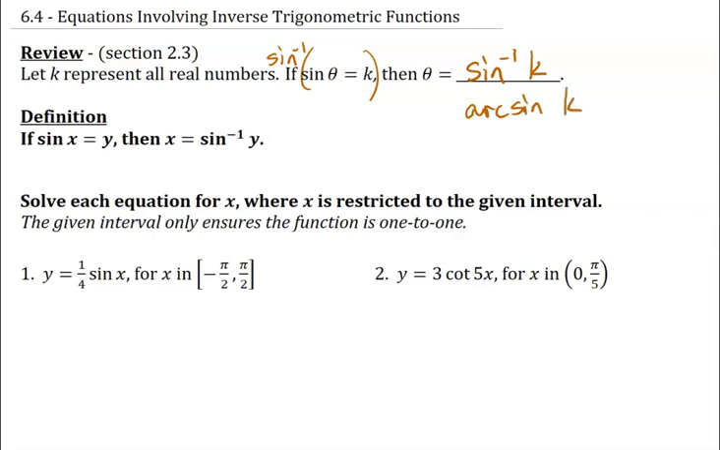So once again, what we want is to undo the sine, meaning we're going to take the arc sine of both sides of the equation, okay? And so this is how we would define or write our inverse trig function. If sine x is equal to y, then x is equal to sine inverse of y. And that is true for any of the 6 trig functions, not just sine. Okay, so let's do a couple examples.